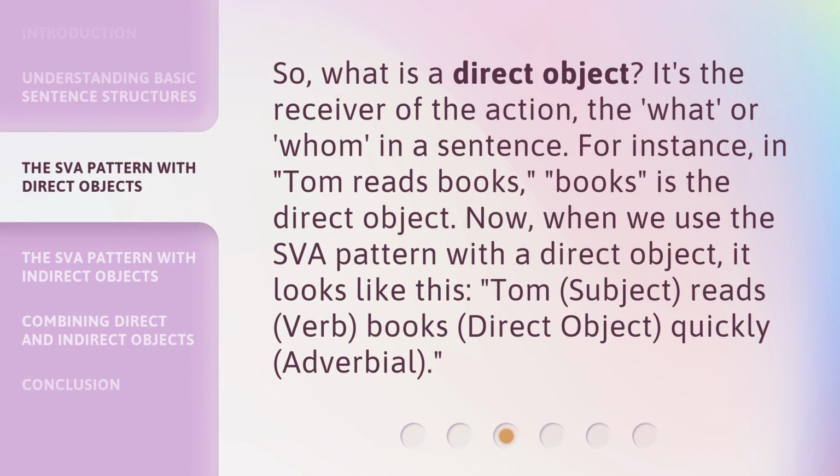So, what is a direct object? It's the receiver of the action, the what or whom, in a sentence. For instance, in "Tom reads books," books is the direct object. Now, when we use the SVA pattern with a direct object, it looks like this: Tom, subject; reads, verb; books, direct object; quickly, adverbial.